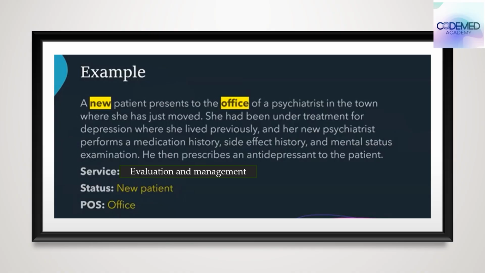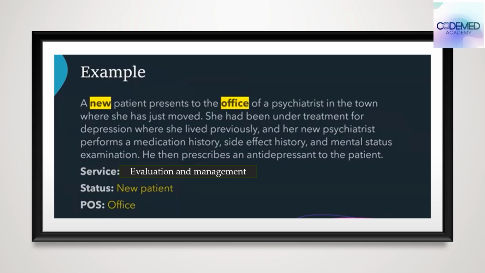Let us take one example where we can see the kind of service, status, and place of service. A new patient presents to the office of the psychiatrist in the town where she has just moved. She had been under treatment for depression where she lived previously, and her new psychiatrist performed a medication history, side effect history, and mental status examination. He then prescribed an antidepressant to the patient.